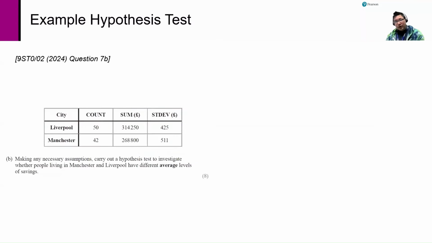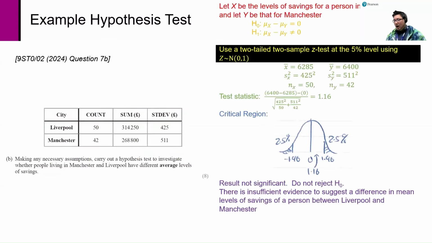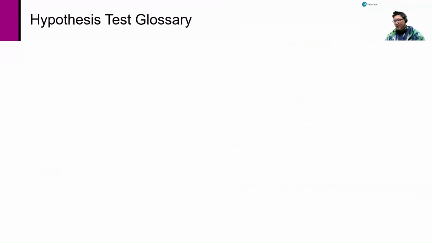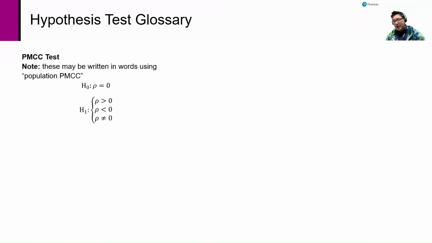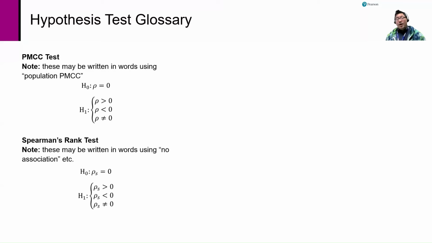Okay, so I'm not going to go through the example of the hypothesis test. You can have a read of the tests in the actual slides in the documentation. There is also a hypothesis test glossary of what the hypothesis tests are. Now, there was a question about rho S for Spearman's rank. The general acceptance these days is that rho S is now a perfectly valid way of writing Spearman's rank hypotheses.